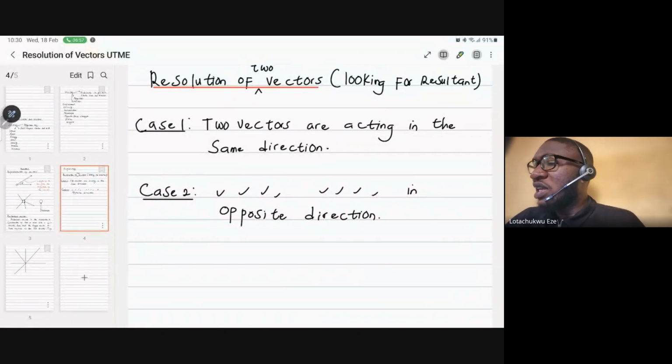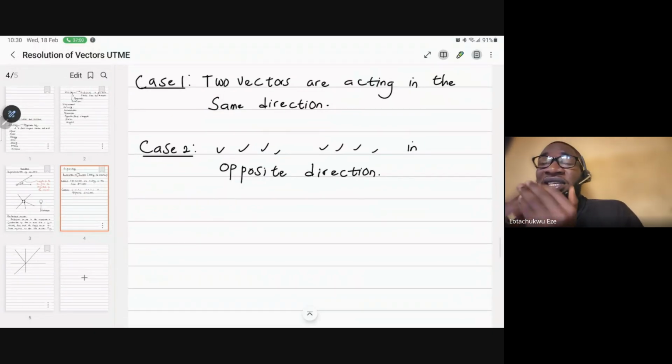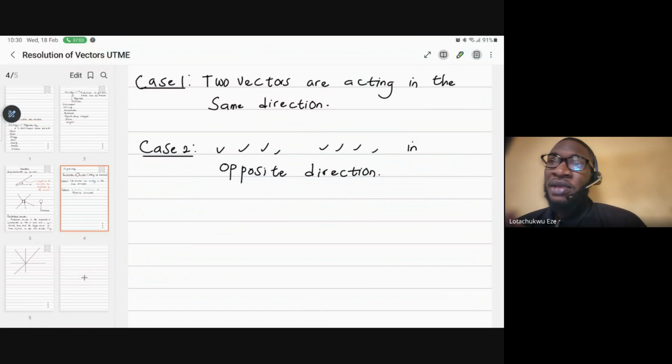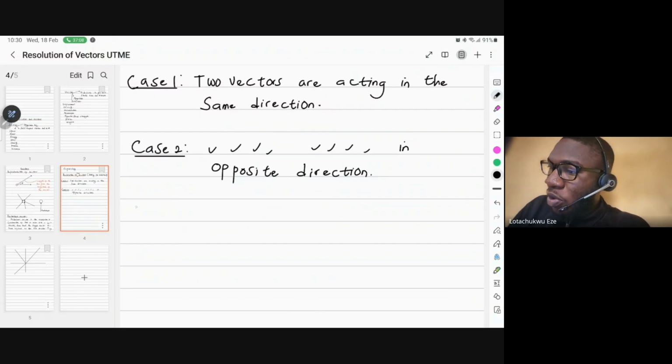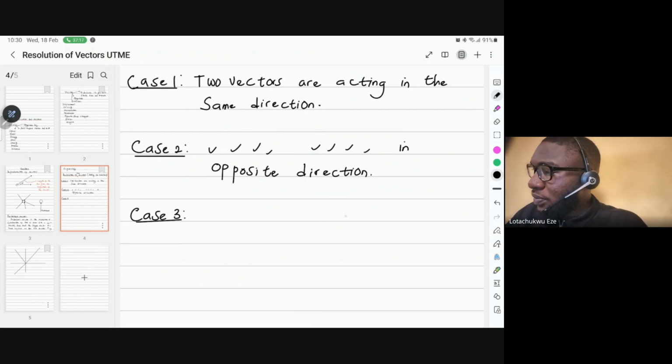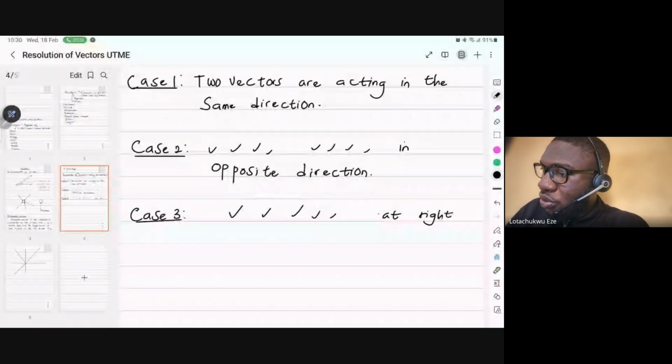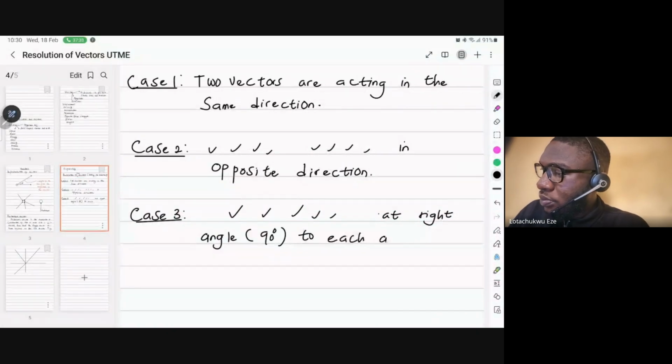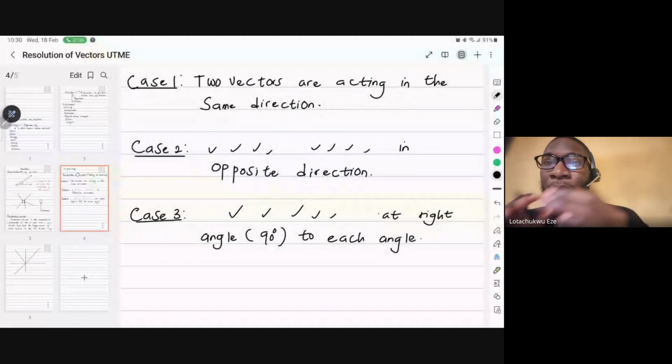Now, for some textbooks, they will make it 4 cases, but for me, I think that case 3 and case 4 are almost the same thing because it has to do with when they are inclined at an angle. But for us to follow the process, I will still explain why I said that case 3 and case 4 are almost the same thing. So 2 vectors acting at right angle to each other. In bracket, they are acting at 90 degrees to each other. In other words, they are perpendicular to each other.